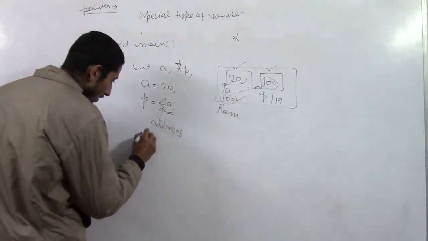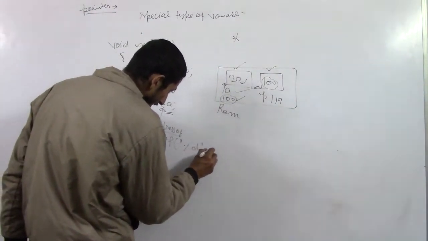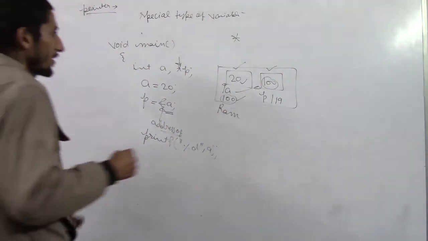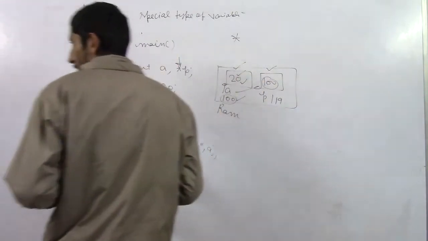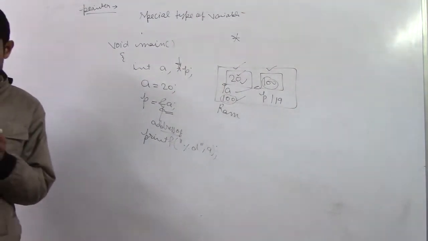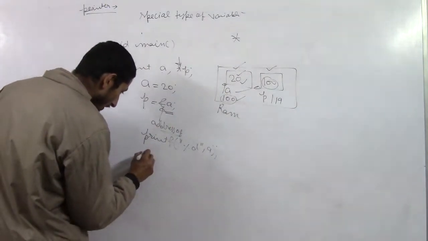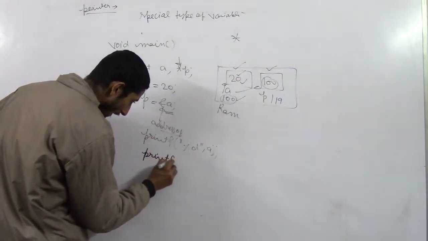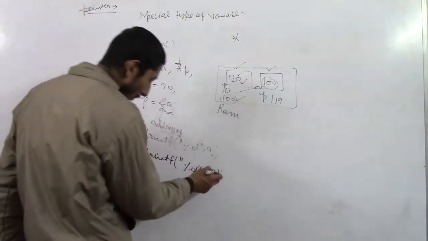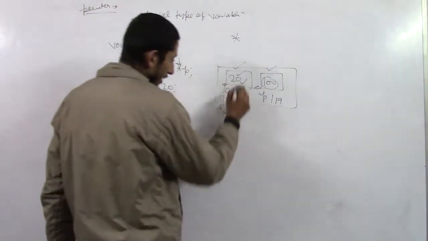If I will printf percent d and a, the moment I print a, what will it print? It will print 20. Why will it print 20? Because we are dealing with a value and a is a normal variable. So it will print 20. The moment I call printf percent d, print address of a, so I am printing address of a. The moment I print a, it will print 20.